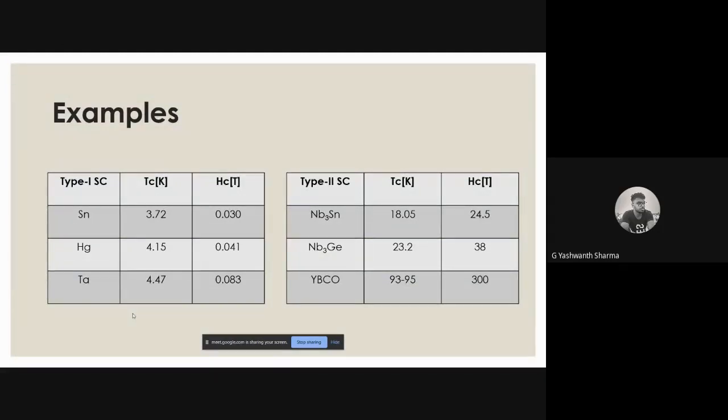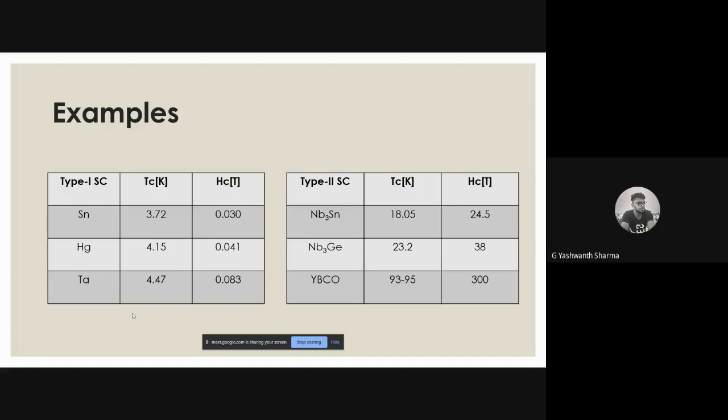Here are some more examples of type 1 superconductors with their critical temperature and magnetic field. Type 1 superconductors: tin with a critical temperature of 3.72 Kelvin and a critical magnetic field of 0.030 Tesla. Mercury with a critical temperature of 4.15 Kelvin and a critical magnetic field of 0.041 Tesla, and tantalum with 4.47 Kelvin and a critical magnetic field of 0.083 Tesla.